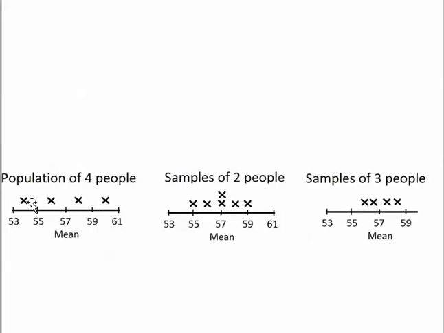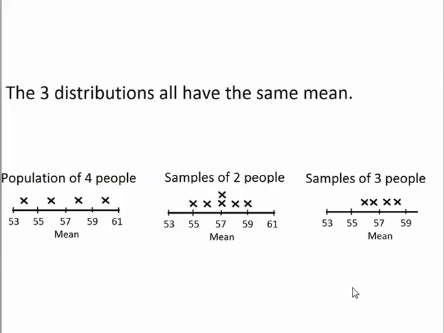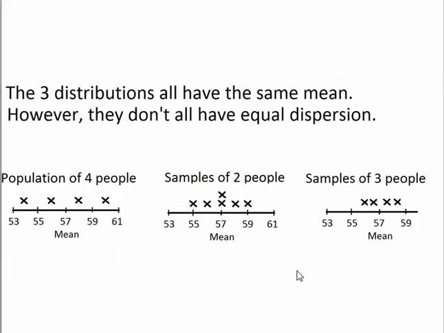So here we see the 4 population members are the most spread out. The means of the possible samples of 2 are closer together, and the means of the samples of 3 are the closest, because we're going from a sample size of 1 to a sample size of 2 to a sample size of 3. So they all have the same mean. All 3 of these are centered at 57, but they don't have the same dispersion. That's the highest, that's lower, that's the lowest.